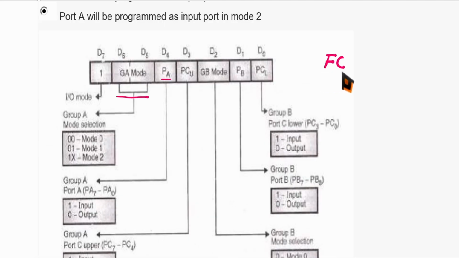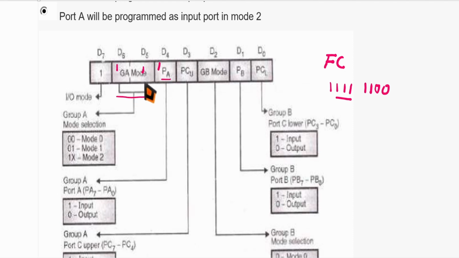Since the control word is FC, it can be written as 1, 1, 1, 1. Then C is 1, 1, 0, 0, that is 8 plus 4, 12. That means C. These two are 0. But we have to examine only these 3 bits. That means these 3 bits. Now, this bit is 1 and this bit is 1 and this bit is also 1.